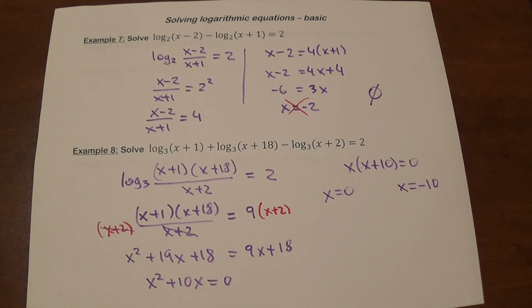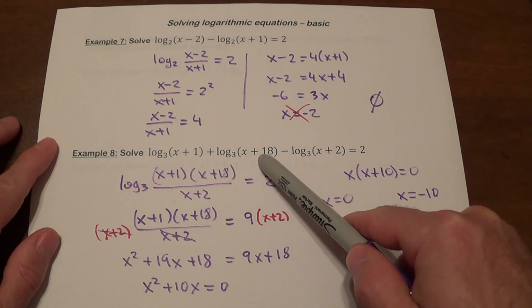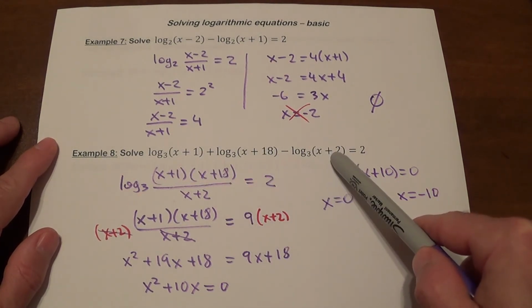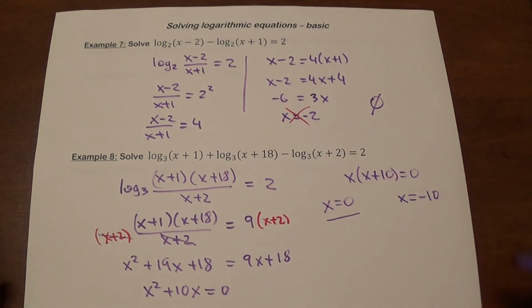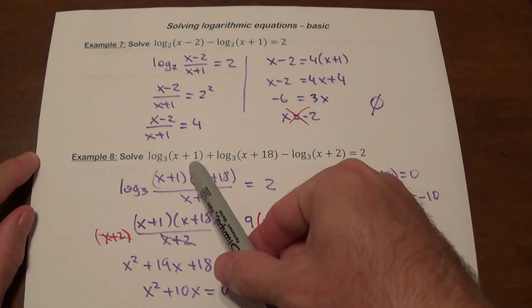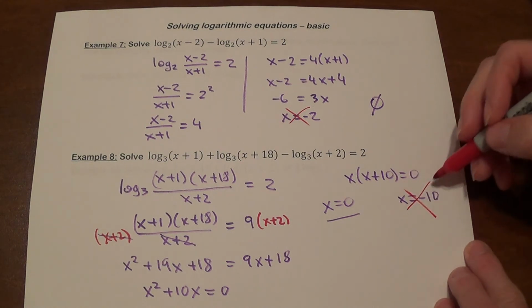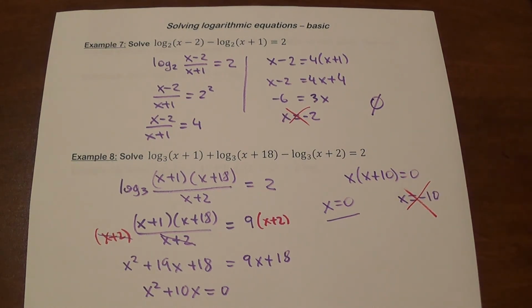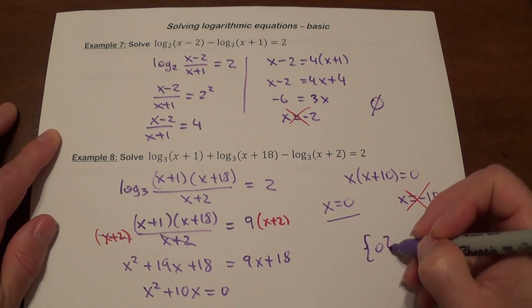And what's going to happen now? Does 0 work? Take 0. 0 plus 1 is 1, positive. 0 plus 18, 18 positive. 0 plus 2, positive. 0 is fine. How about negative 10? Negative 10 plus 1 is negative 9, negative. You don't even need to check the other ones. As long as one of them gives you a negative value, it doesn't matter what happened with the other ones. So x equals negative 10, we'll have to reject that. And our only solution here is going to be 0.